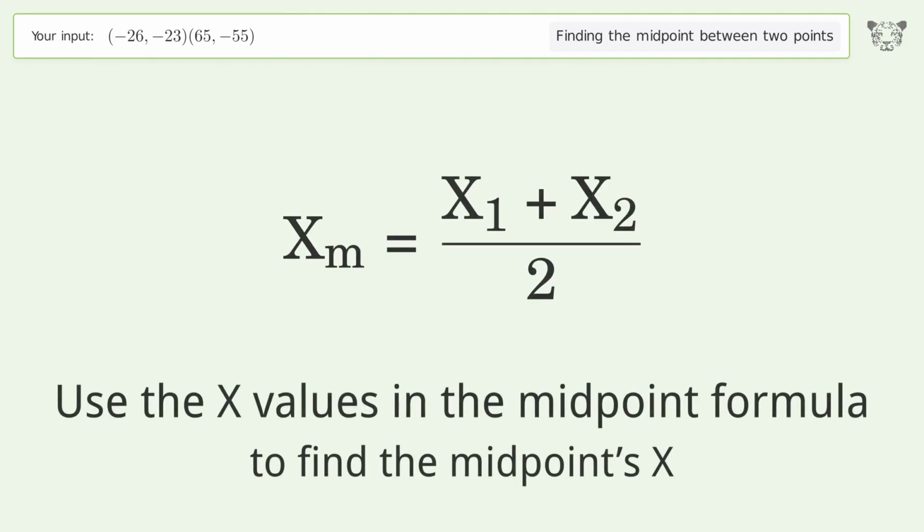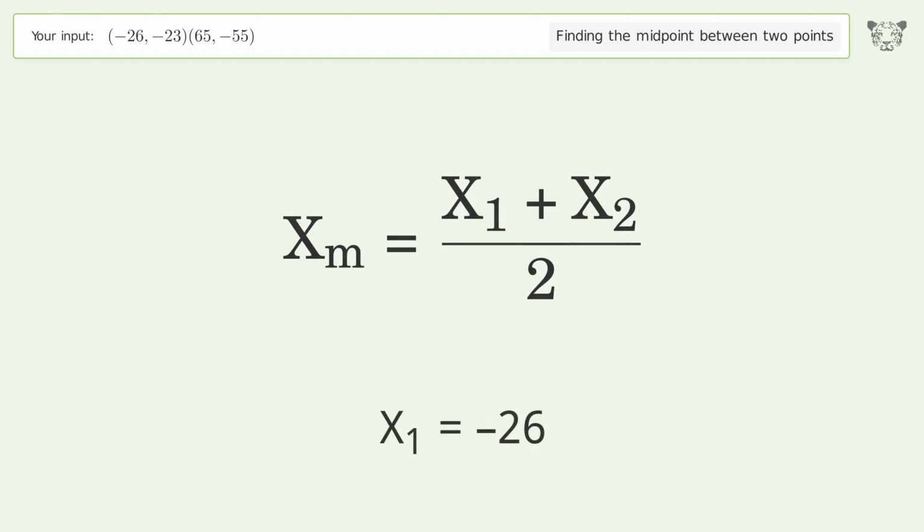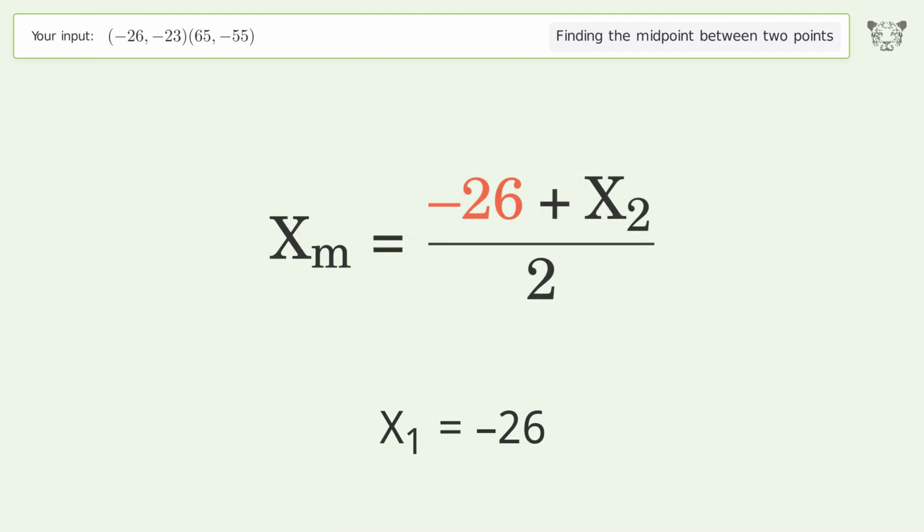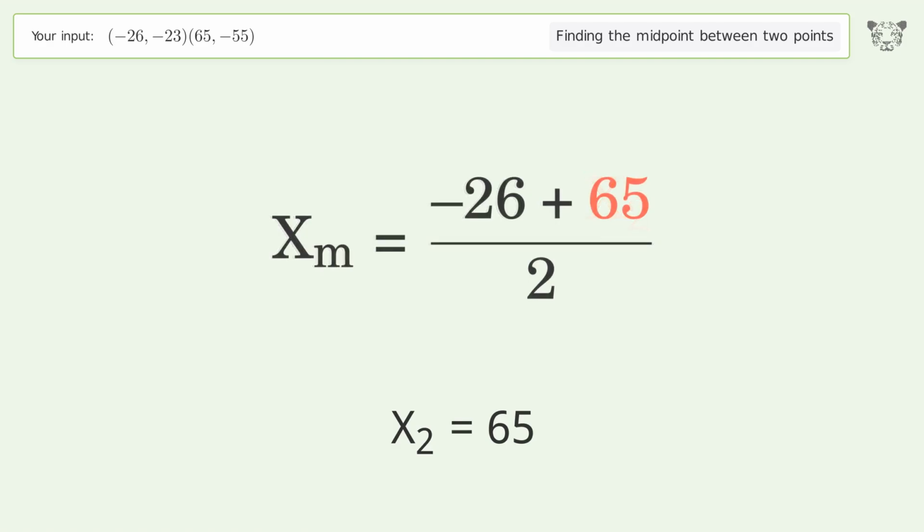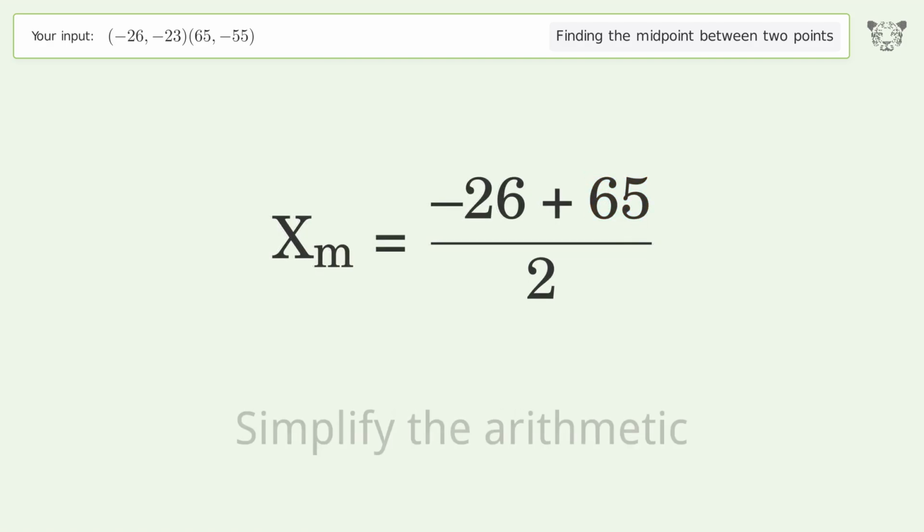Use the x values in the midpoint formula to find the midpoint's x. x1 equals -26. x2 equals 65. Simplify the arithmetic.